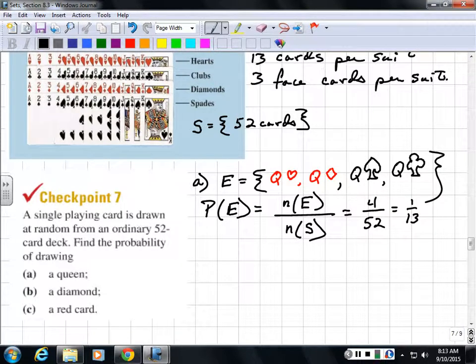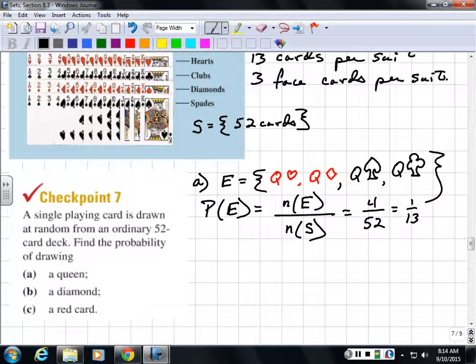Notice that I have left it as a fraction. Unless otherwise stated, you will leave it as a fraction. Do not convert it to a decimal. But if the problem says enter a decimal, then you would just simply use your calculator and divide it out. Okay?